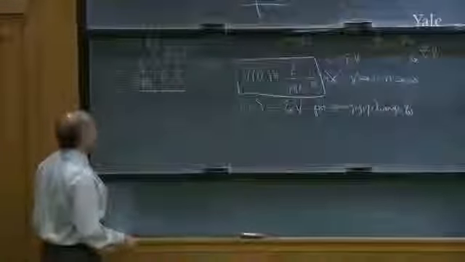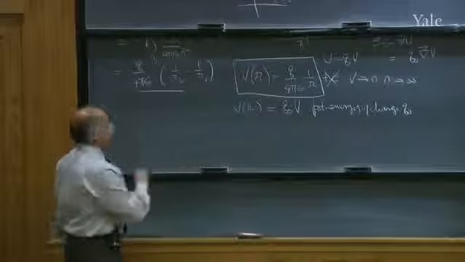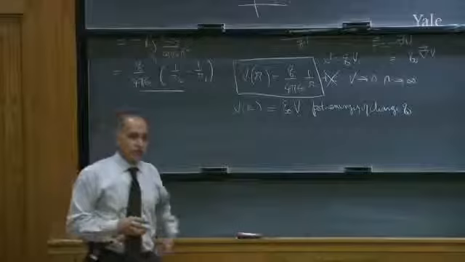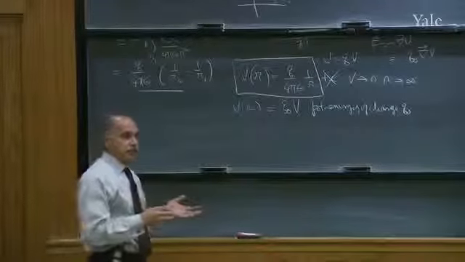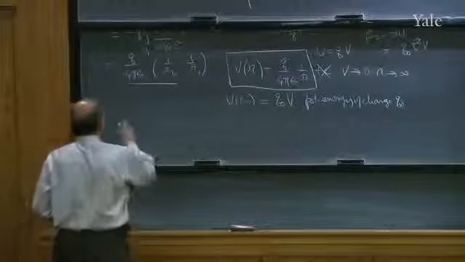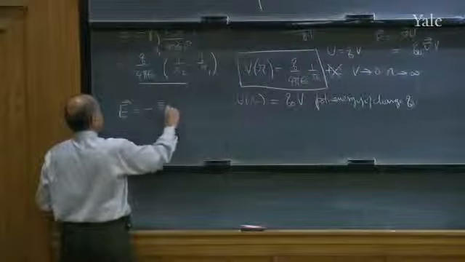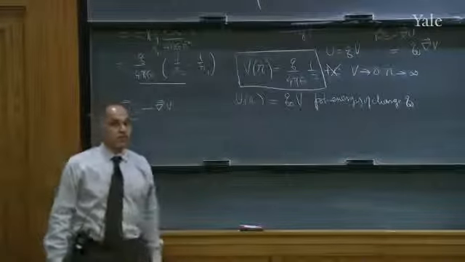Now let's also verify, if you like, that this V of R does produce the electric field. In other words, I got V by integrating the electric field. I want to go back just to get you familiar with getting the electric field from the potential. Let's try to do that.